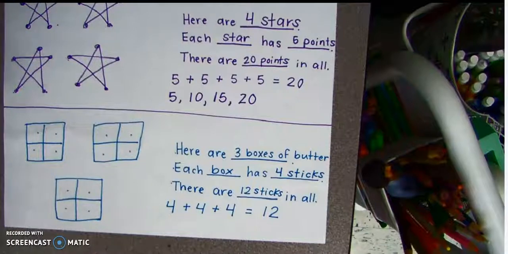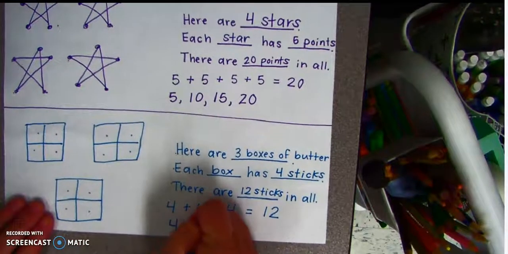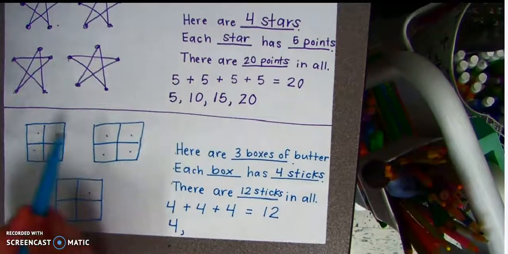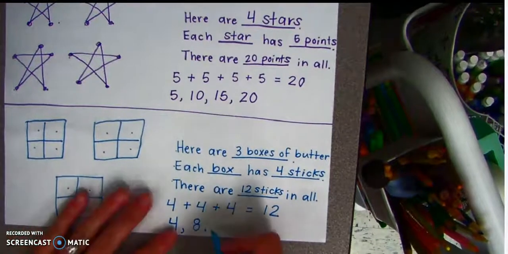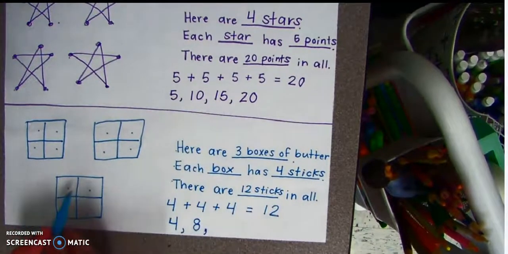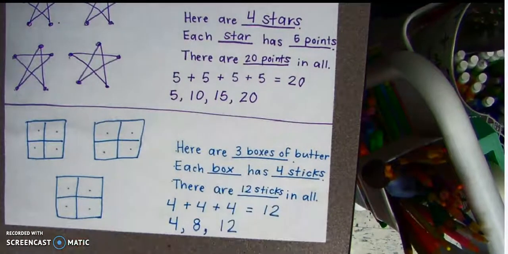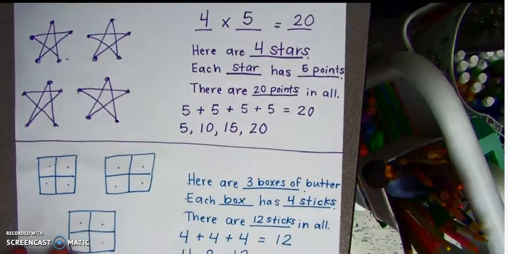We could also do this by skip counting. When I count this one, if I'm counting by 4s, there's 4. And then in the next box, there's 4 more, so 4, 8. And then 4 more here is 12. 12 sticks of butter.